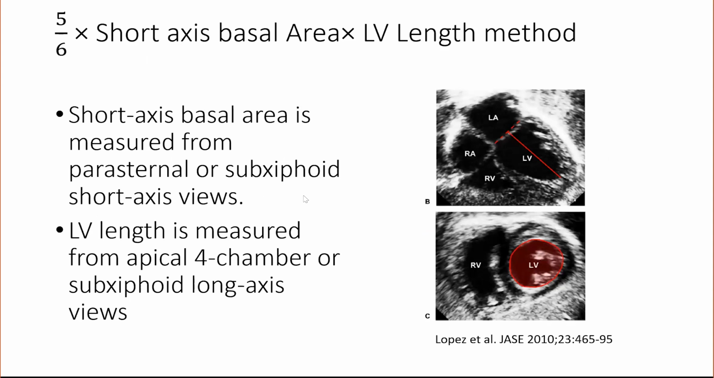There is another method which I have not used, but it's mentioned in Lopez's article. It's basically trying to measure the volume of the heart using this formula: 5/6 times the short axis basal area times the left ventricular length. You measure the basal area in the parasternal short axis, here it is being measured in the subcostal view, and then you measure the left ventricular length, and there are specifications on where to draw this line.